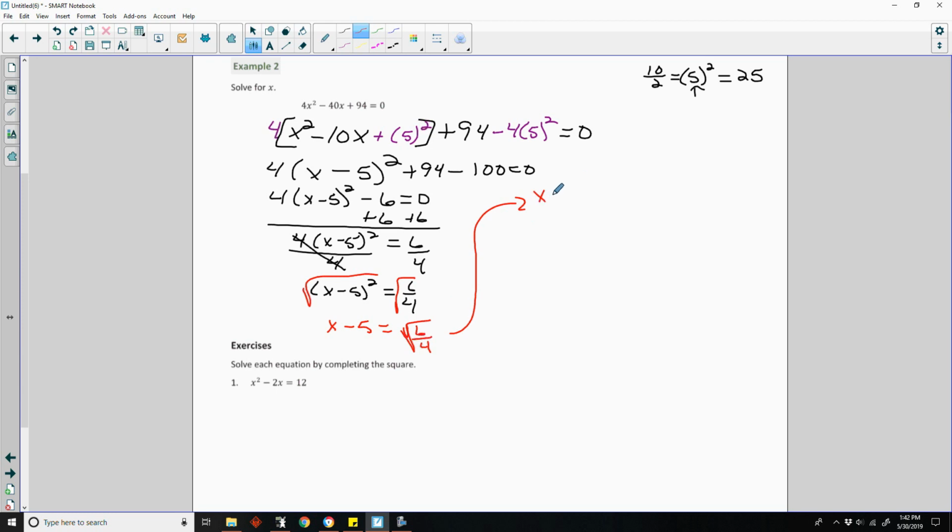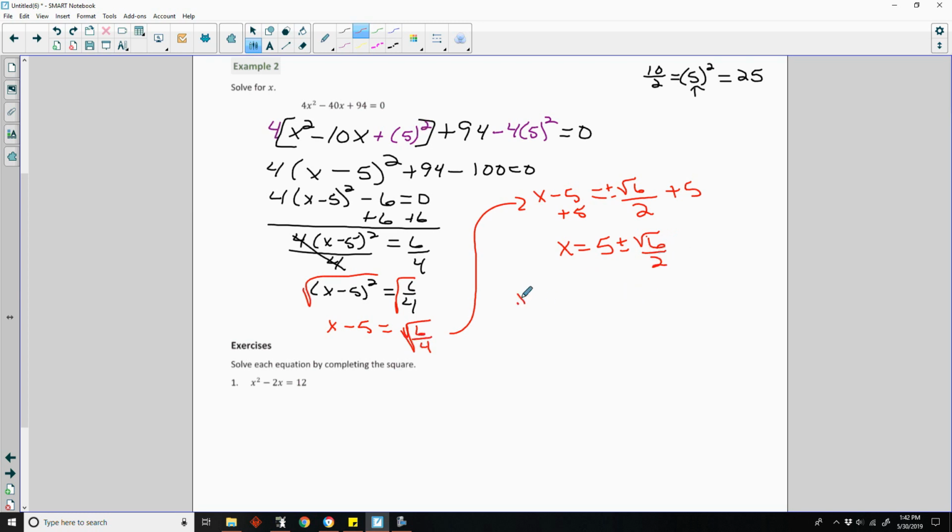So it's going to be x minus 5 plus 5 equals, and I'm going to simplify this as well. The square root of 6 over the square root of 4 would be the square root of 6 over 2 with the radical not covering the denominator. Okay, so then I have plus 5 over here. So I'm going to end up with x equals, and I want to put my constant first, and it's plus or minus, remember, plus or minus the square root of 6 over 2.